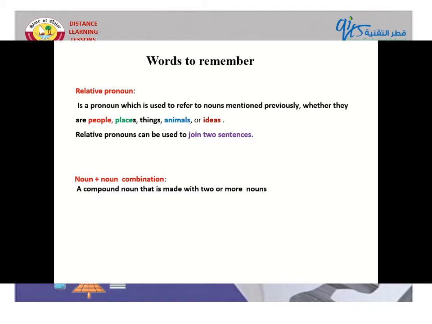Relative pronoun is a pronoun which is used to refer to nouns mentioned previously, whether they are people, places, things, animals, or ideas. Relative pronouns can be used to join two sentences. Now, noun plus noun combination is a compound noun that is made with two or more nouns. Now, let's go to relative pronouns.